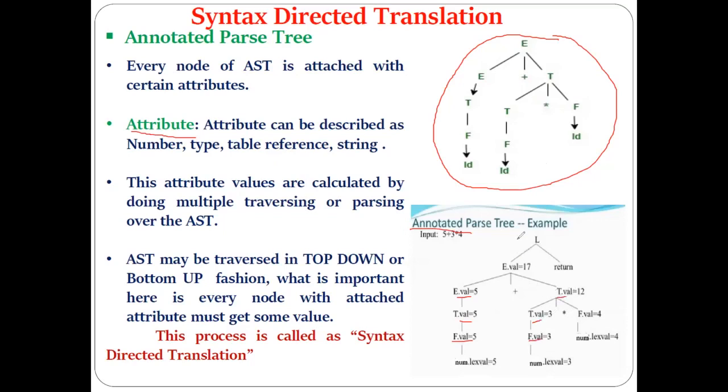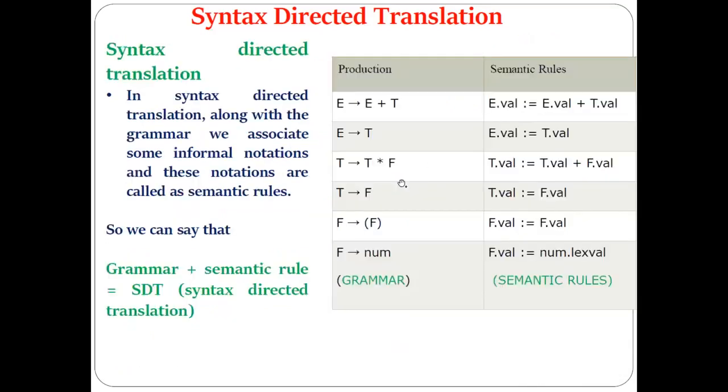And after getting the annotated parse tree, when traversing of this parse tree is done, visiting of every node is being done, for what purpose? To get the value of those attributes. Okay. And that whole process is called what? Syntax directed translation. Okay. Now let's see the further details. Here in the detailed example, you can see.